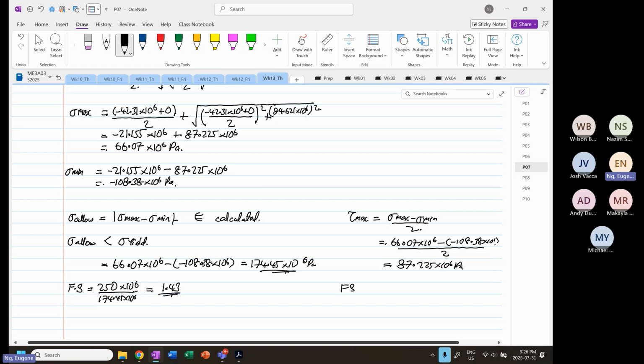When that's the case, the factor of safety in terms of shear stress is the shear stress yield divided by your shear stress max. So this will be equal to 250 times 10 to the power 6 divided by 2, divided by 87.225 times 10 to the power 6. You realize that the answer will be the same. So 250 power 6 divided by 2, divided by 87.225 power 6 is equal to 1.43 also.